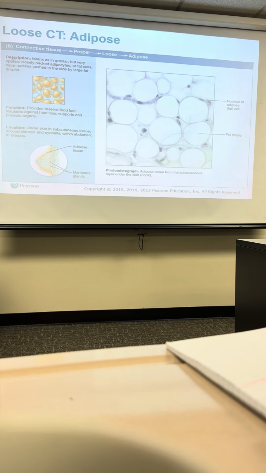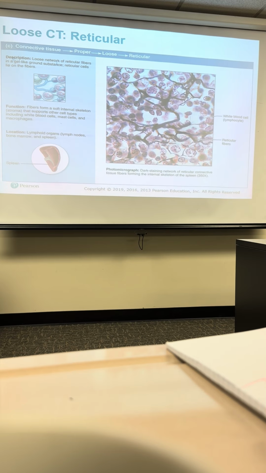Now let's talk about another loose connective tissue proper. This example is the adipose tissue. So what is the function of the adipose tissue? Store fat. Have you ever seen fat, lipid, oil? Imagine a ball of fat or oil. How would it look? Like this. Okay, fat droplet. So this is very easy to understand. A lot of the time you find that under the skin in the subcutaneous tissue, around the kidney, eyeballs, and within the abdomen and in the breast.